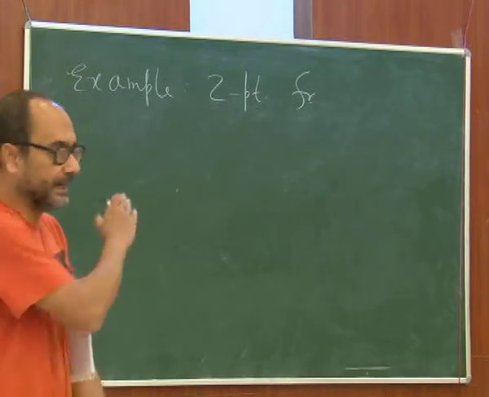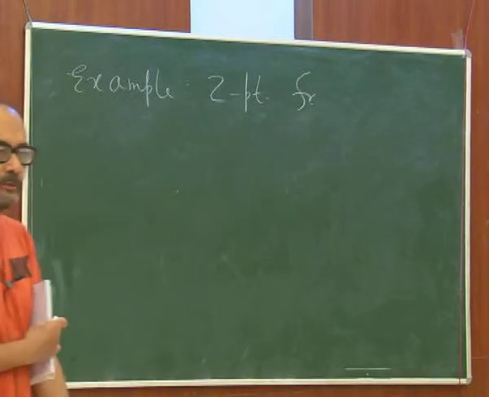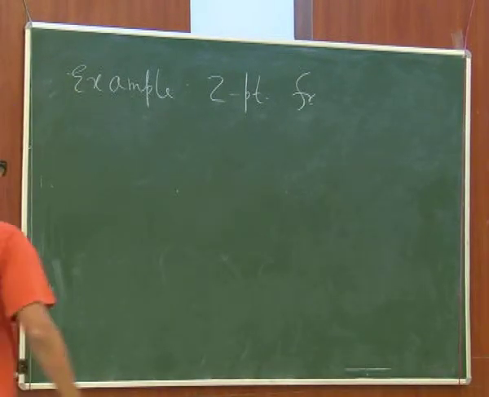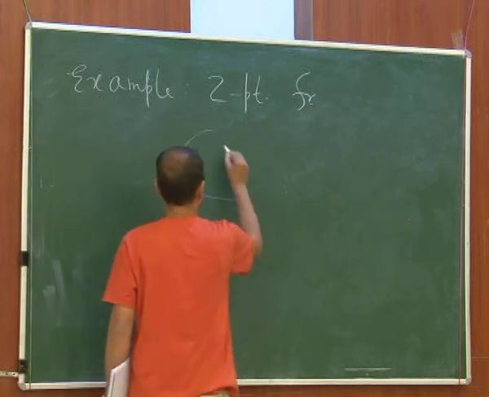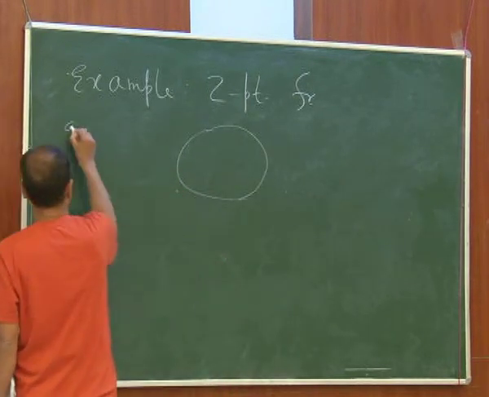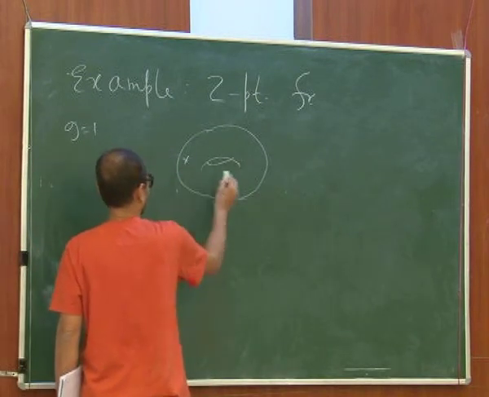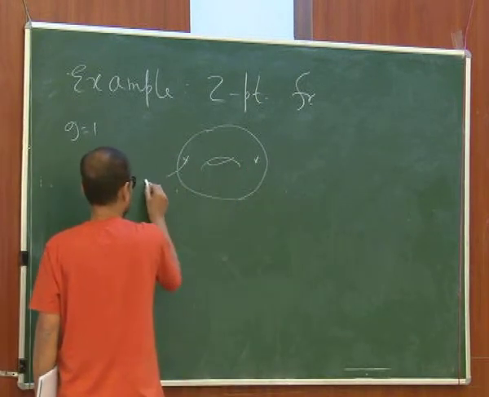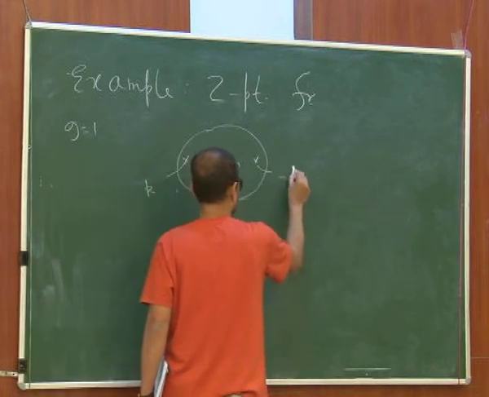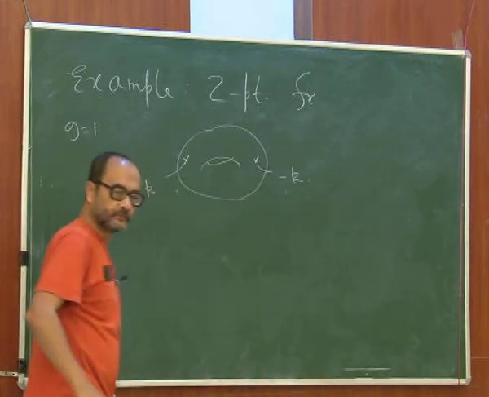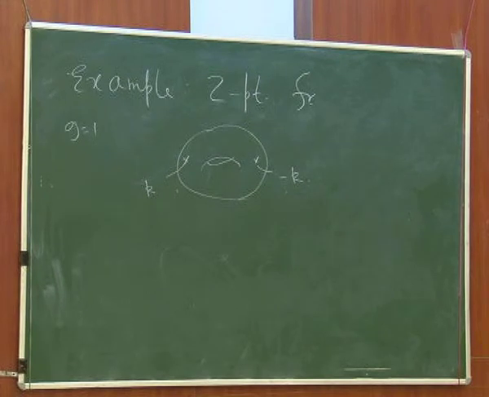Yes, so as I said, we will see. Let us look at the 2-point function and I think it will become clear. So, 2-point function on the torus. First take genus 1, g equal to 1. So it's a torus, and you have two punctures. This carries momentum k, this carries momentum minus k. It distinguishes the two punctures.